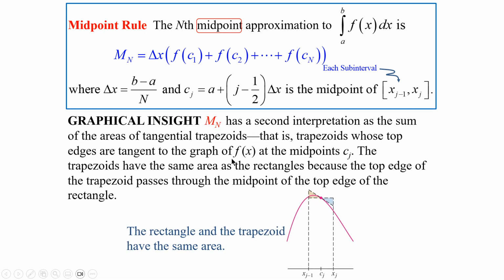Okay, so graphical insight. M sub n has a second interpretation as the sum of the areas of the tangential trapezoids, that is, trapezoids whose top edges are tangent to the graph of f of x at the midpoint c sub j. Tangent right there, just like that. The trapezoids have the same area as the rectangles because the top edge of the trapezoid passes through the midpoint of the top edge of the rectangle. And the rectangle and the trapezoid have the same area there. Do you agree with that?